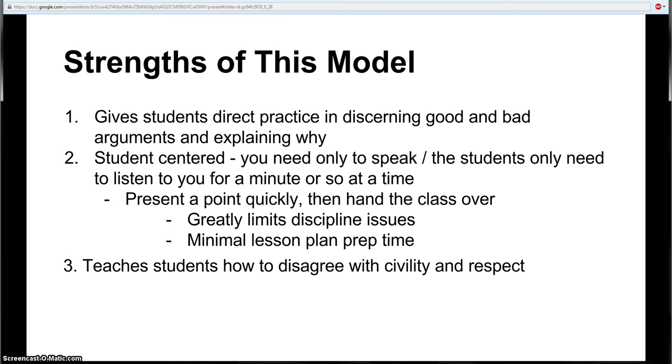Number three is this teaches students how to disagree with each other with civility and respect. I've taught in places where literally students just didn't know how to disagree with each other. It could be about anything. It could be a debate about football, and might lead to a fight because their teachers had never modeled how to simply have a disagreement without yelling at each other or resorting to ad hominem attacks, saying things like "you suck." So this teaches students how to disagree with civility. And number four, it stresses writing skills.